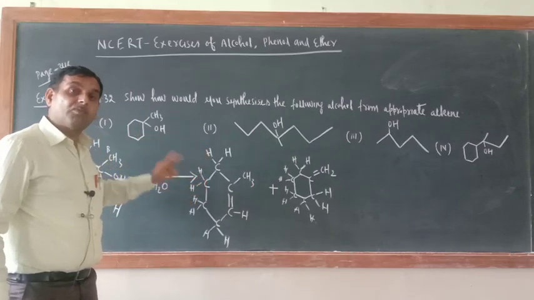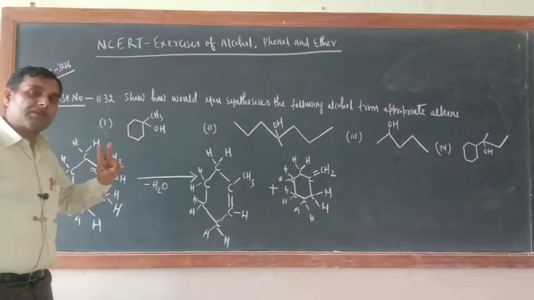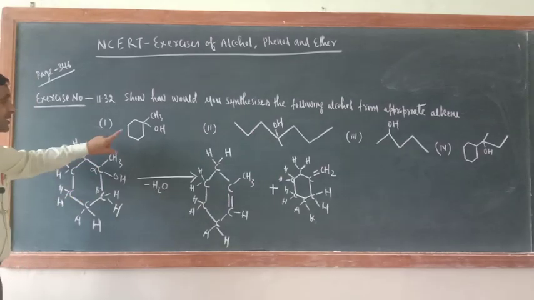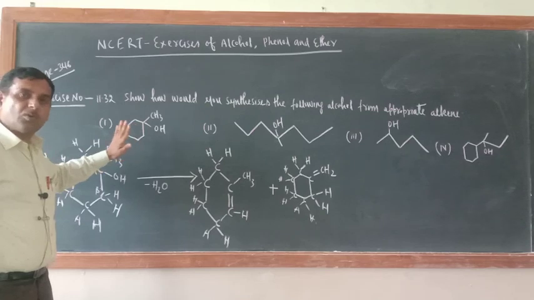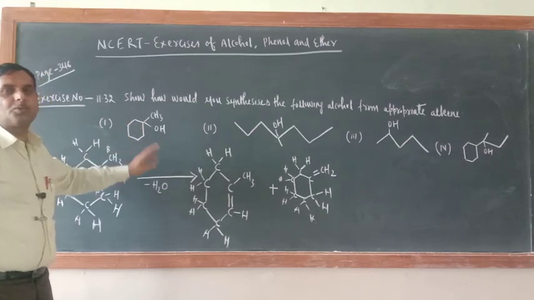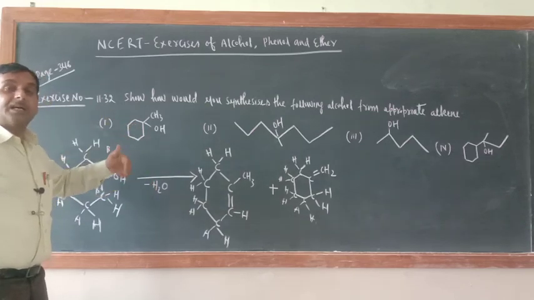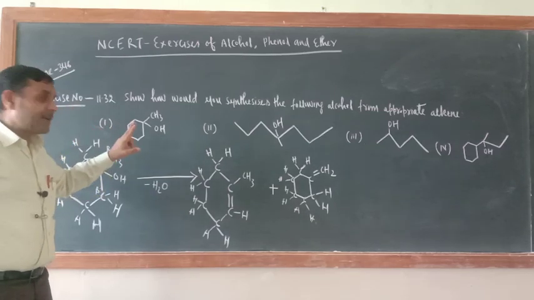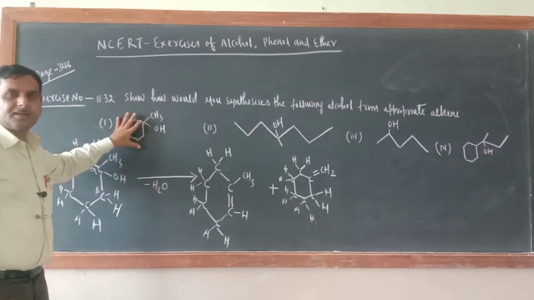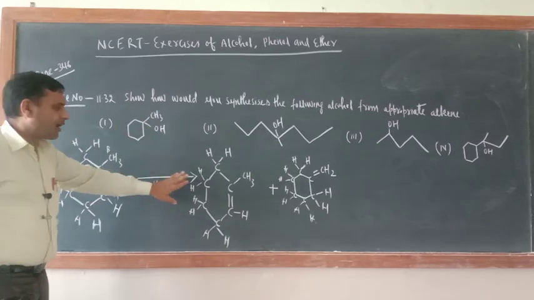So why are there chances of two types of alkene? Because in case of 2 degree and 3 degree alcohol, there is a chance of formation of 2 types of alkene. If it is 1 degree alcohol, then only 1 alkene will form. That is why I am discussing this example. So now here you have got 2 alkenes.